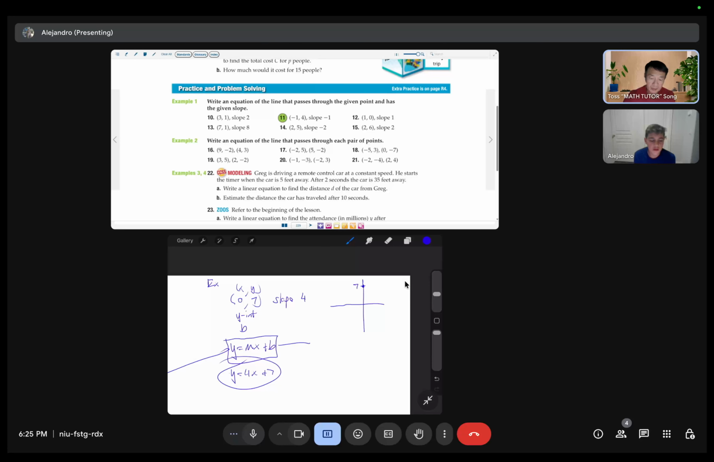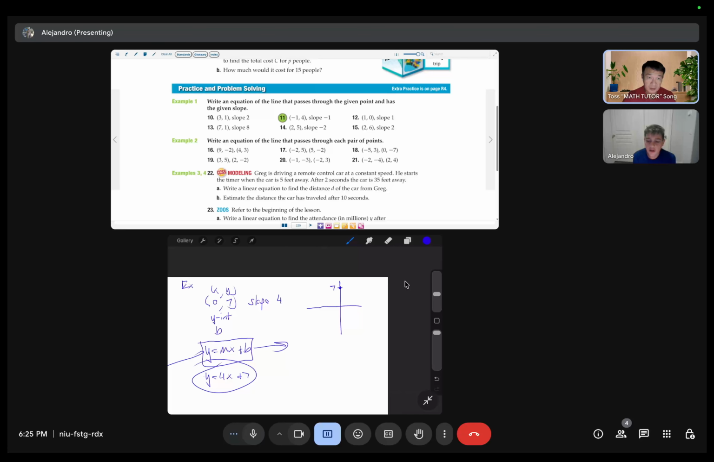Now I'm going to prove it. I'm going to use the long way by substituting, like we were doing in number 10 to number 15. Have a look. So y is 7, m is 4, and x is 0.